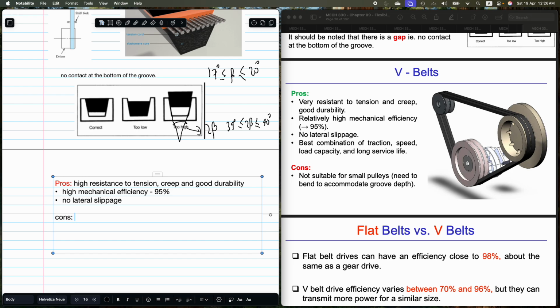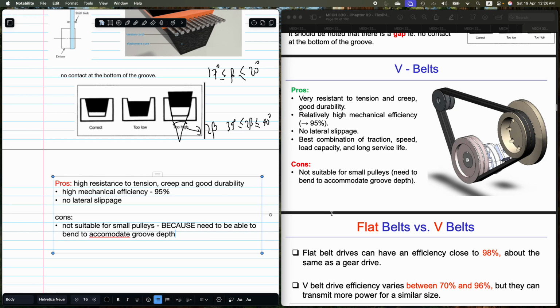Cons. Not suitable for small pulleys. They need to bend to accommodate the pulleys. Why? Because they need to be able to bend to accommodate groove depth.